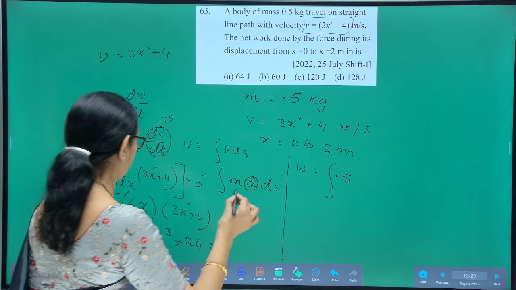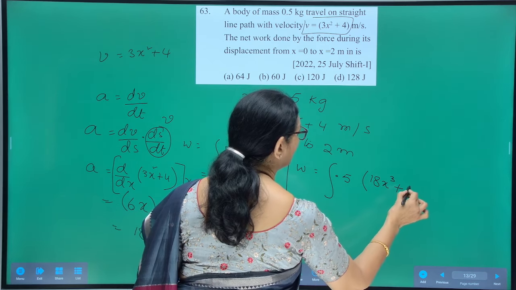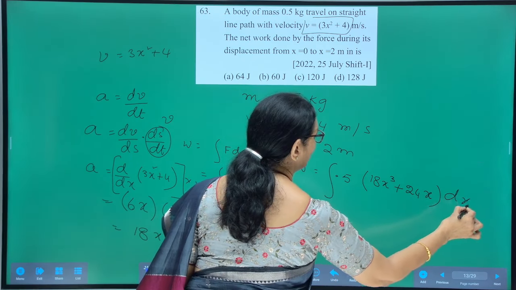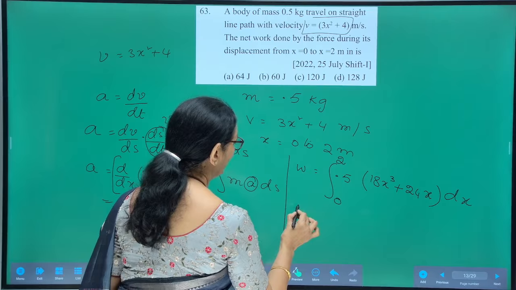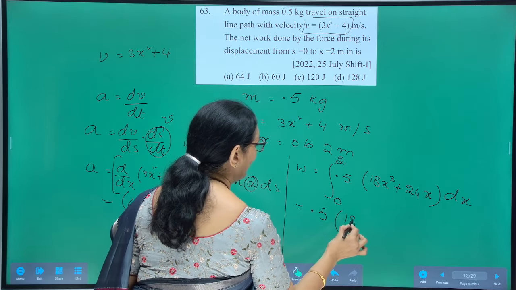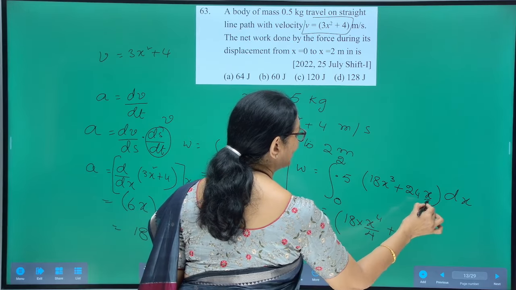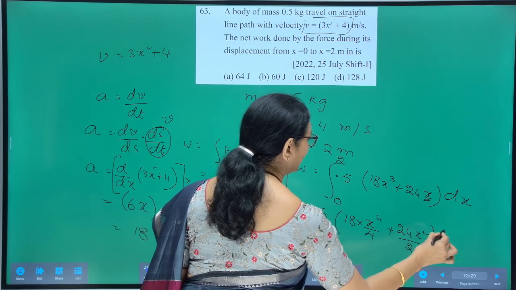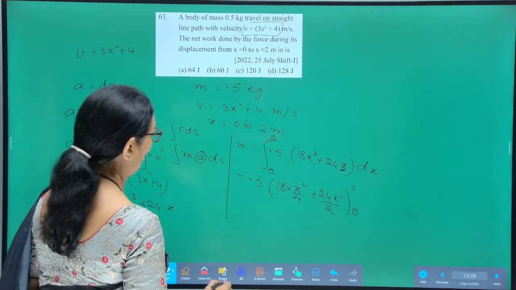and acceleration, 18x cube plus 24x into ds. ds is taken as x here and the limits are from 0 to 2. So, here 0.5, let us take it outside. 18 x cube integral is x to the power of 4 by 4. 24x integral is x square by 2 and the limits are 0 to 2.